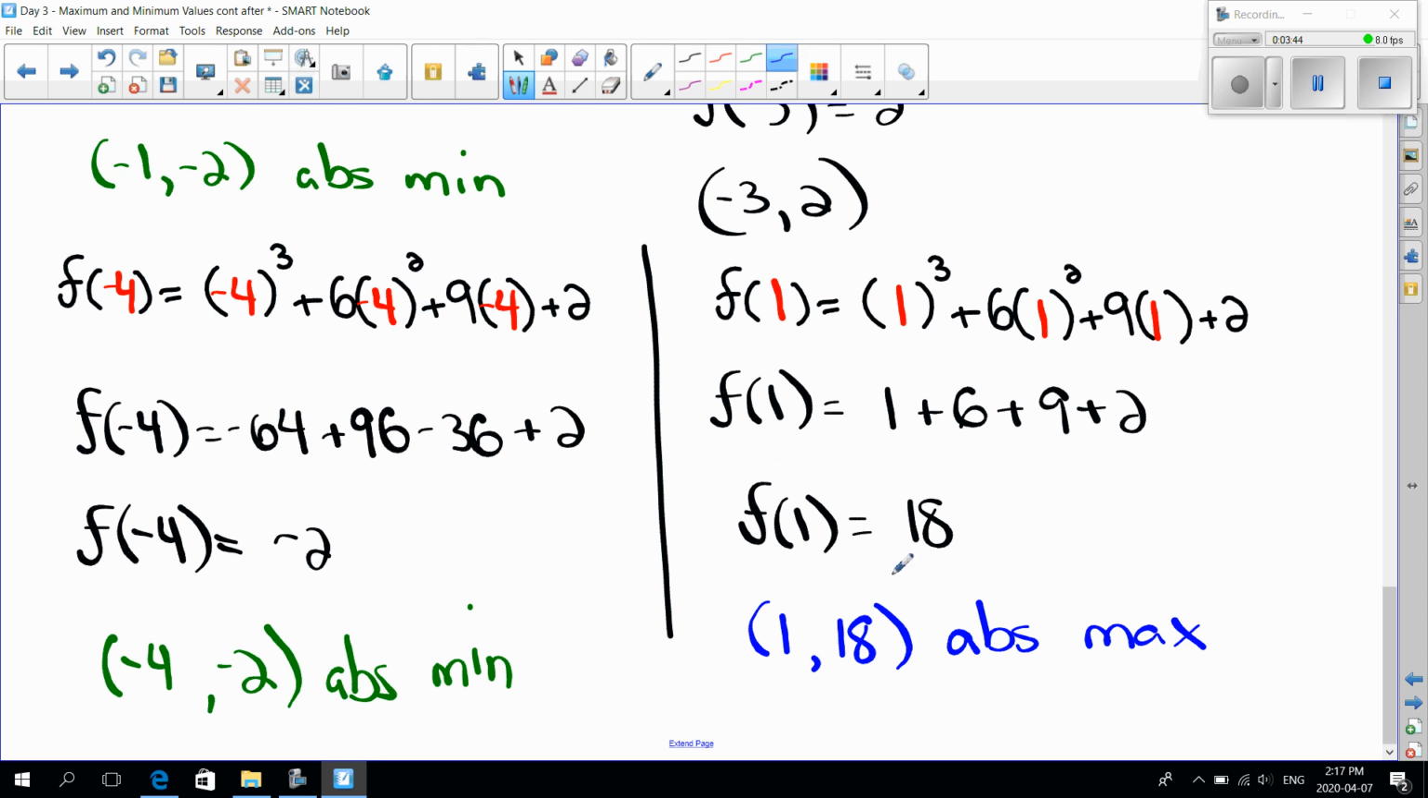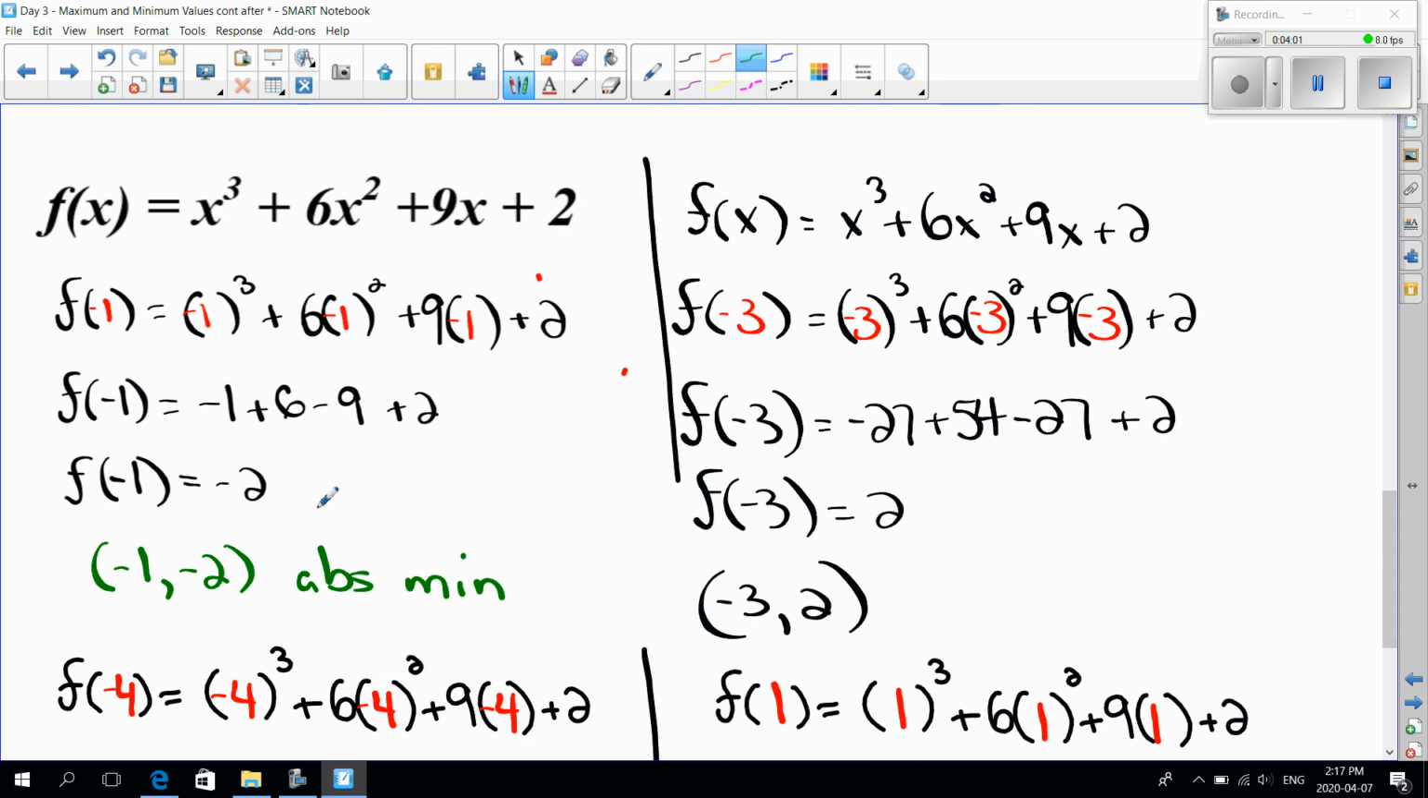So this becomes my absolute max. The lowest y value, I have actually 2 of them at -2. So these 2 points become my absolute min. I hope that helps.